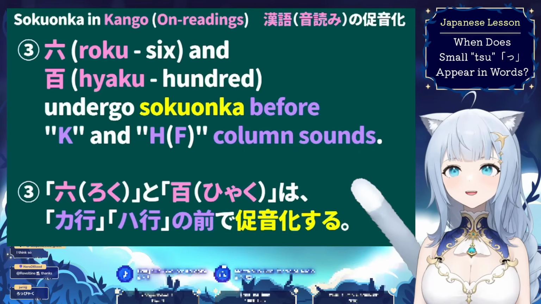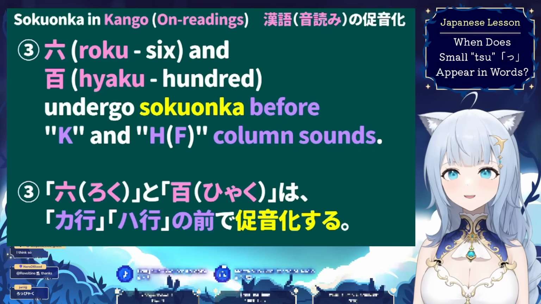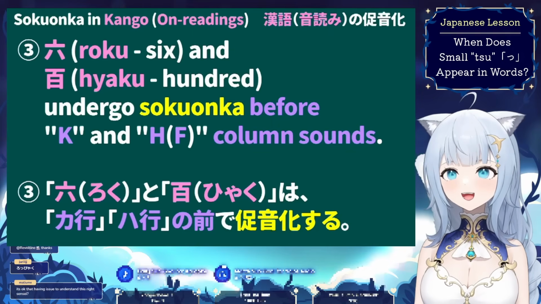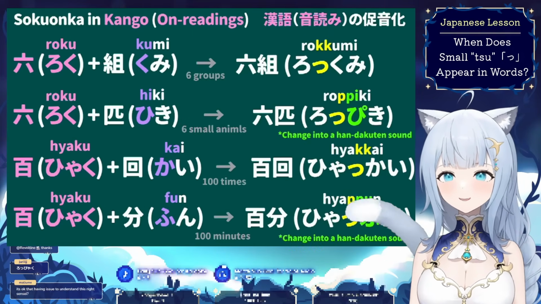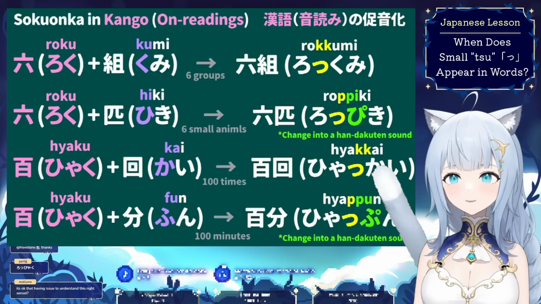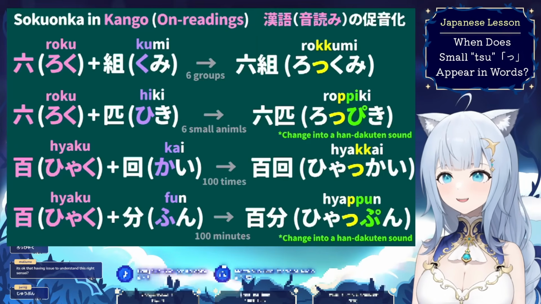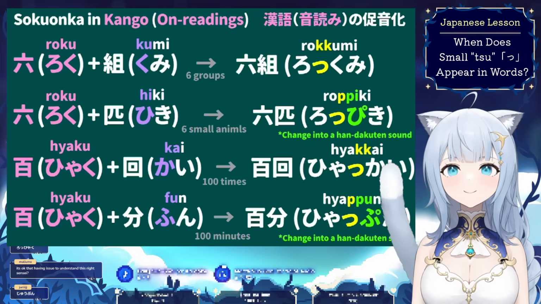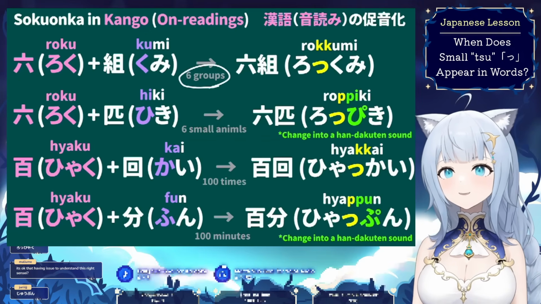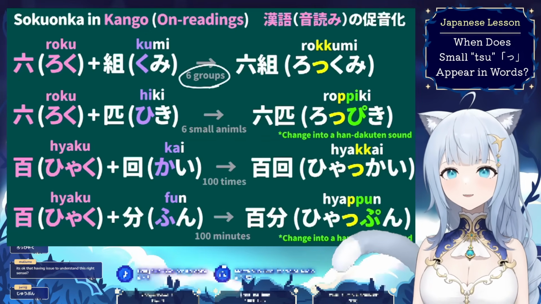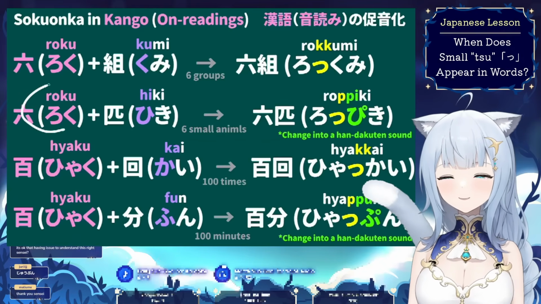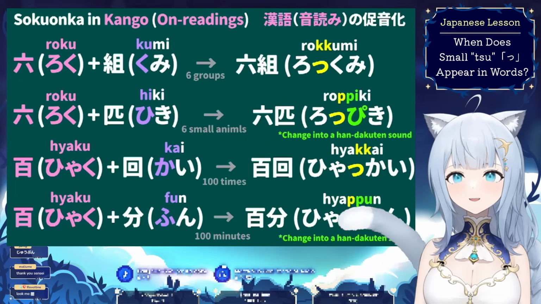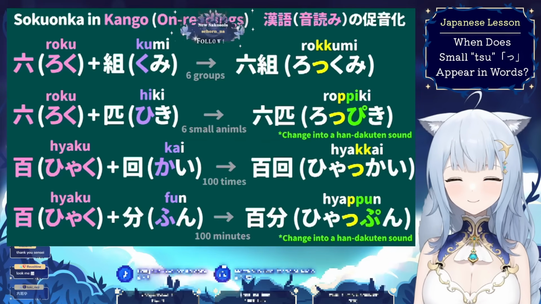On readings, roku, 6, and hyaku, 100, in on readings, undergo sokuonka before K and H column sounds. For example, like ju, roku and hyaku are numbers. So kumi, hiki, kai, hun are also counter words. First, roku, 6, and kumi means group. So 6 groups is not rokukumi, it's rokkumi. It's K column. And roku, 6, plus hiki. This is a counter word for small animals. Small animals are ones you can cuddle, you can bring with your arms.